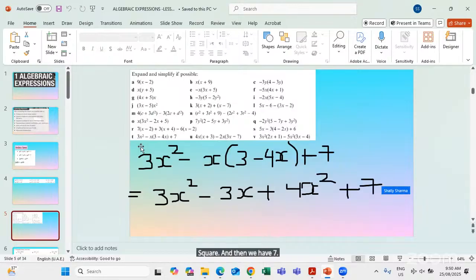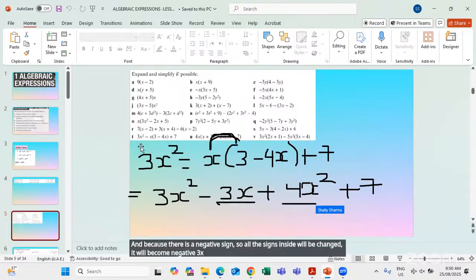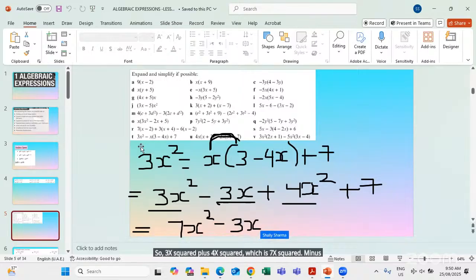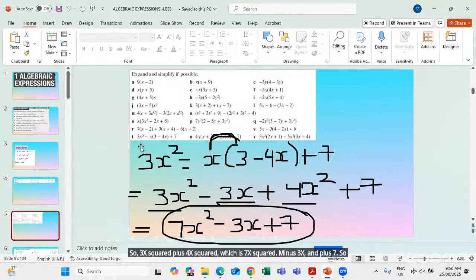We expanded this bracket, so 3 times x is 3x and x times 4x is 4x square, and because there is a negative sign, all the signs inside will be changed. It will become negative 3x and plus 4x square. Now we have some like terms. We need to add or subtract them depending upon the sign. So 3x square plus 4x square is 7x squared, minus 3x and plus 7. So this will be the final answer.